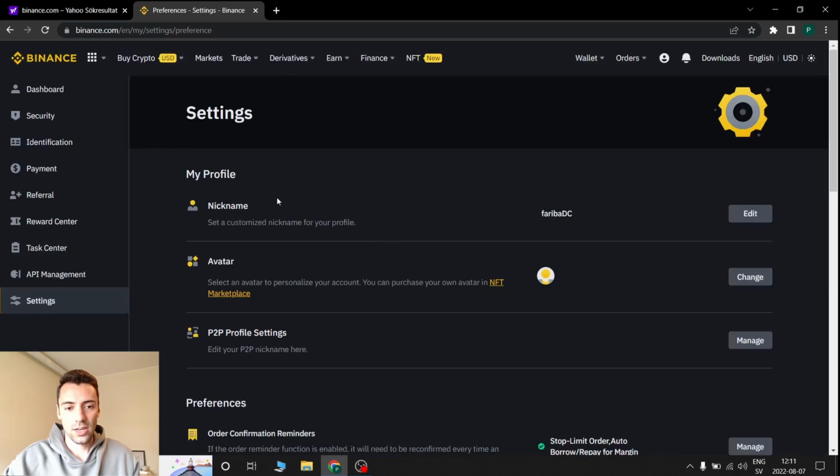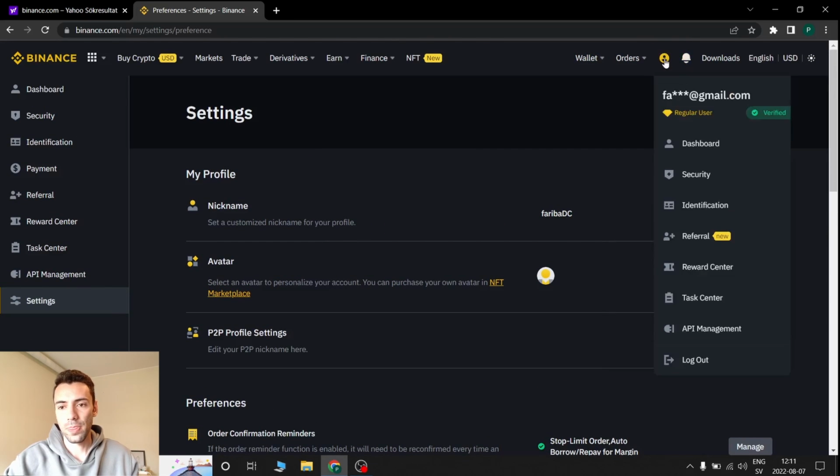Here in the settings, you can set a nickname for yourself. You can create an avatar. I don't know, these are like this. So I told you about this part, and you can log out of your account.